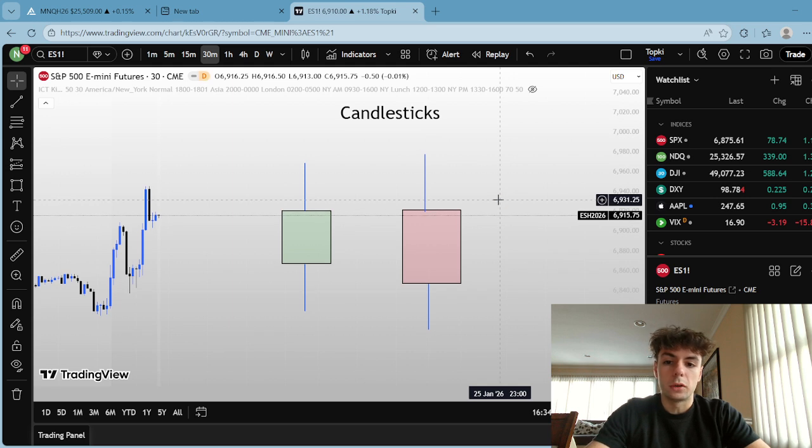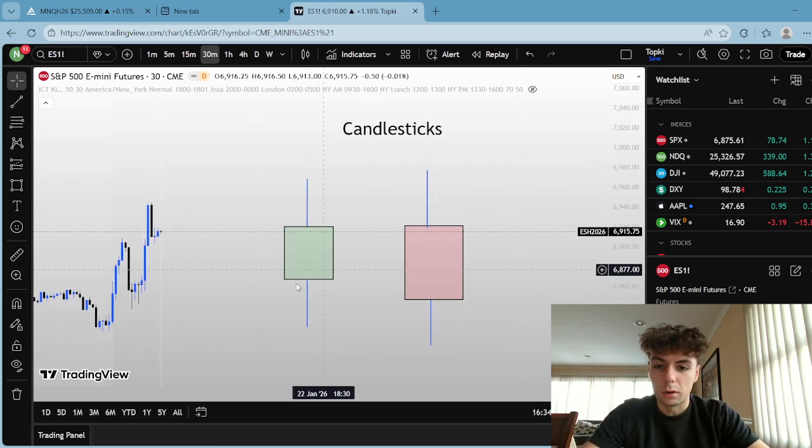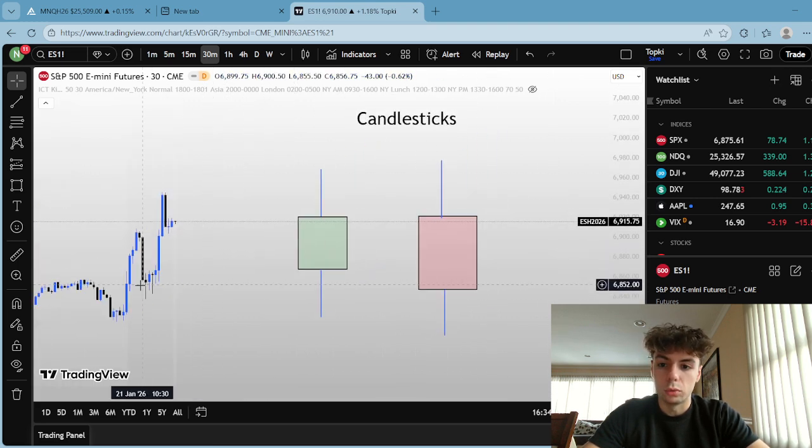So first of all, there's two types of candlesticks. There's a bullish candlestick and there's a bearish candlestick. So starting with the bullish candlestick, if you have your charts green and red, it will be green and red. For me, I have blue and black. So blue means bullish, black means bearish.